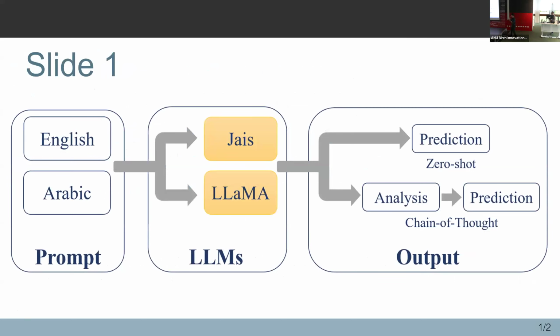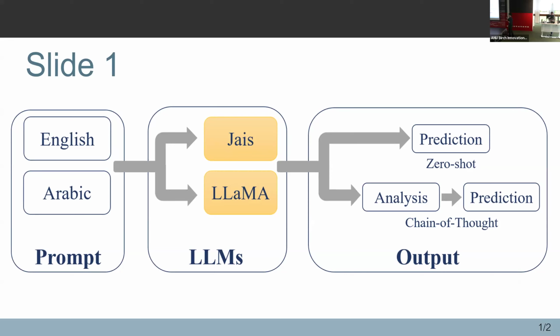Here we're evaluating satire in multilingual context, and we're also looking at the effect of applying chain of thought reasoning on the evaluation process. Specifically, we're looking at JChat model, which is trained on Arabic and English, and Llama, which is multilingual but not trained on Arabic. And this is our pipeline.